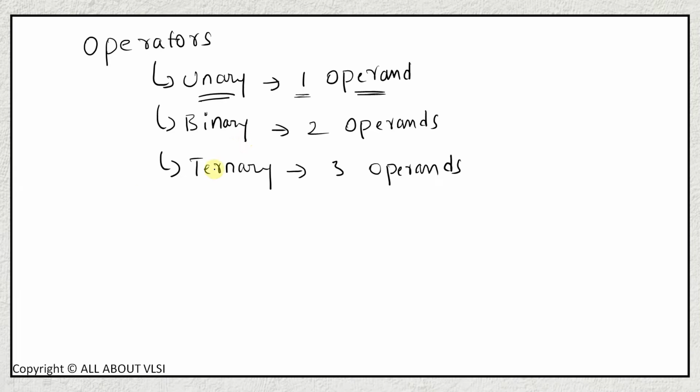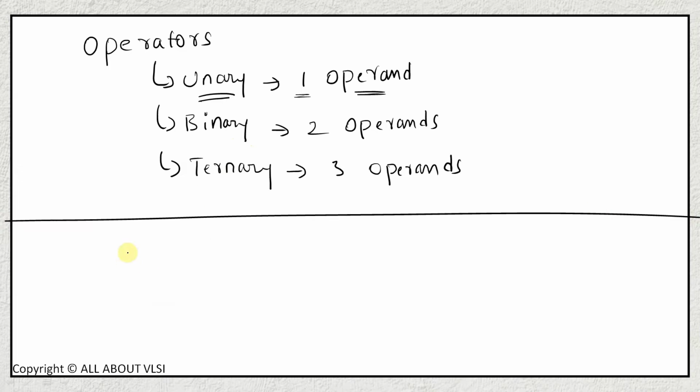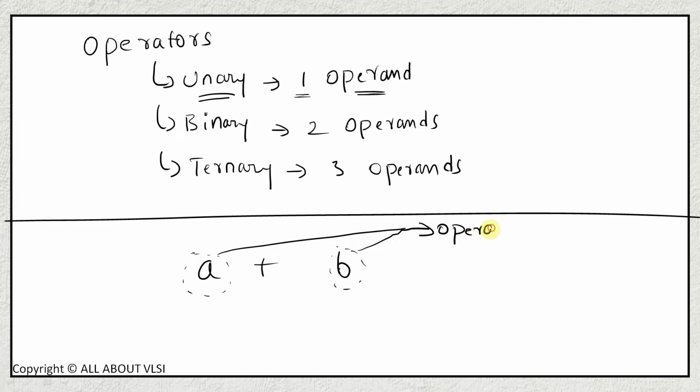So what do we mean by unary operators? Let us briefly analyze. If you have A plus B, these are your operands and this is your operator. This is a binary operator since we have two operands.